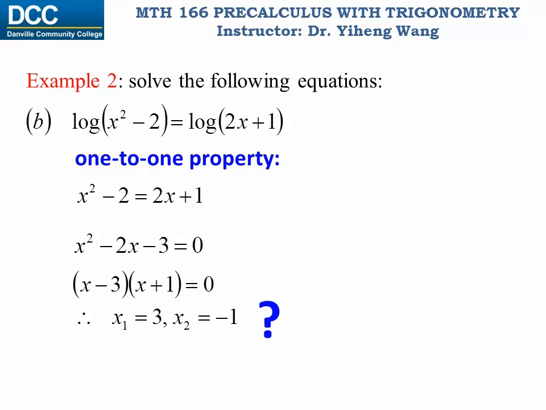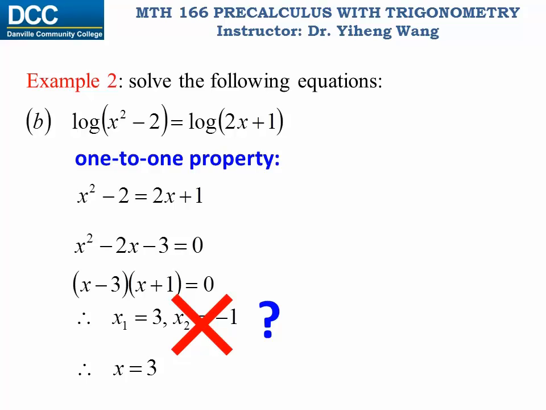Well, is it really? Did you notice anything that might have been wrong with this solution? I want you to substitute these back into the original equation to see if the original equation is satisfied. And you might notice that if you substitute x2 equals negative 1 into the original equation, you will have log negative 1 on both sides, which is undefined. Therefore, this is not a solution to the equation. Therefore, this equation has only one solution, which is x equals 3.